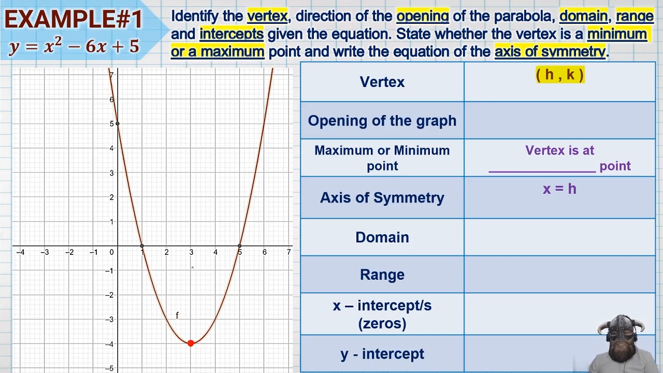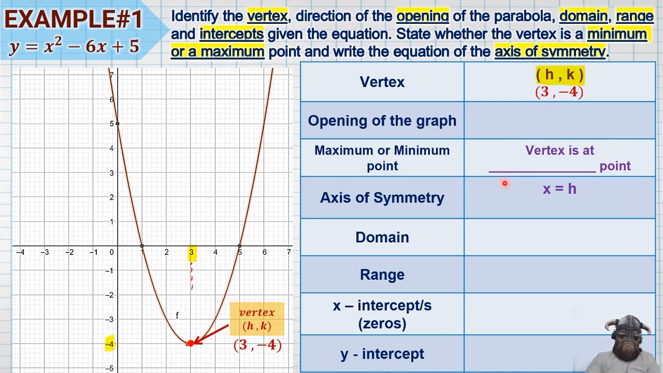So, define lang natin yung x value niya is positive 3. Yan, naka-align siya doon. Then, yung y value niya is negative 4. So, ang vertex natin, ito yun. It is now HK, wherein it is equivalent to 3, negative 4. So, yan na yung ating vertex. Now, so lagay natin siya dito sa ating table. So, H is positive 3 and K is negative 4.